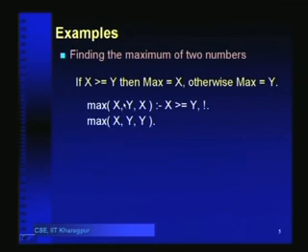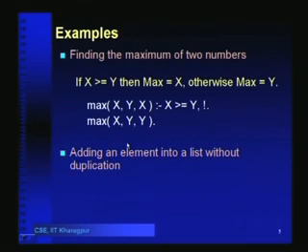Then it will match this one once, and if they are equal, it will match the first one once, match the second one once, and print the same thing twice, right. So, this is a neat way of writing that. Another example, adding an element into a list without duplication.